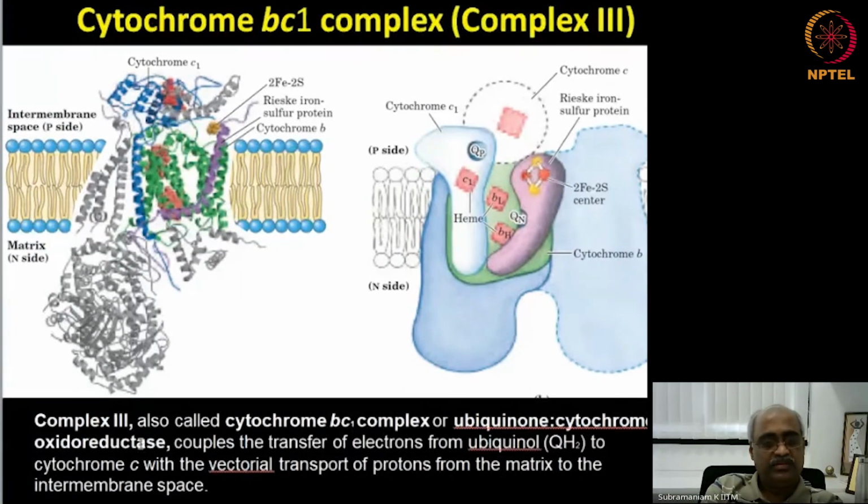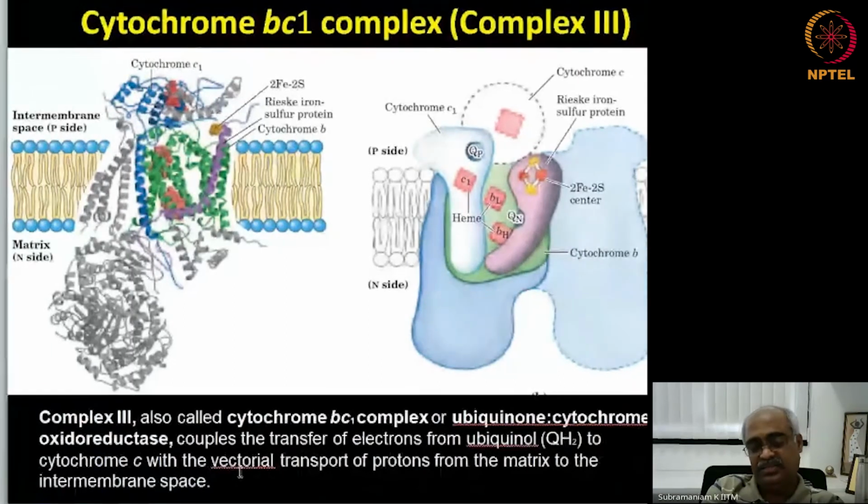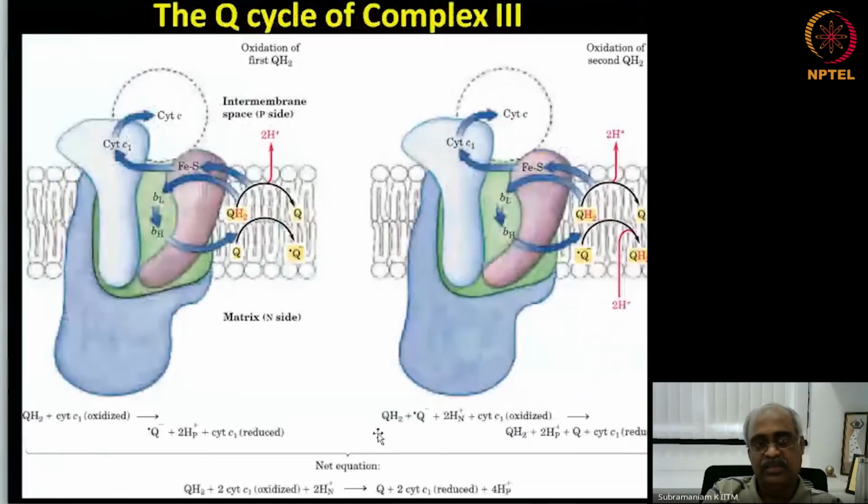So this couples the electron transfer from ubiquinol, that is fully reduced ubiquinone, to cytochrome C. And just like what we saw in complex 1, here again this electron transfer leads to a vectorial transport, meaning in one particular direction, from the matrix to the inner membrane space you have proton transfer. This is best understood by considering the Q cycle, which is shown here.